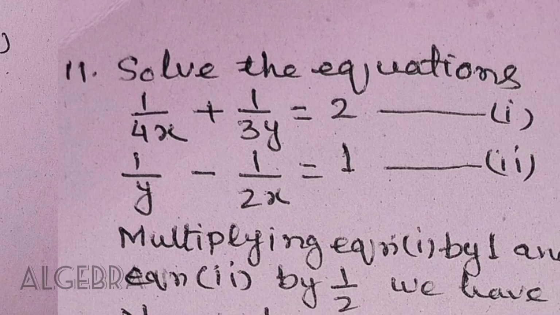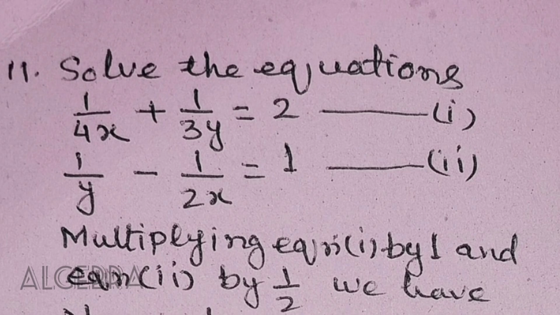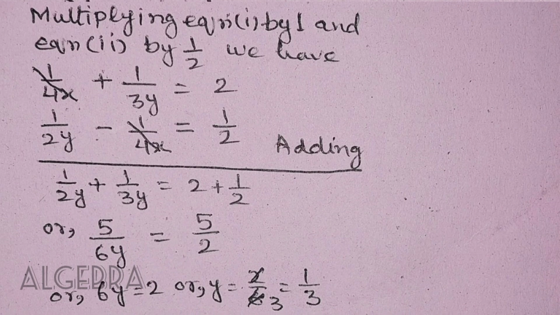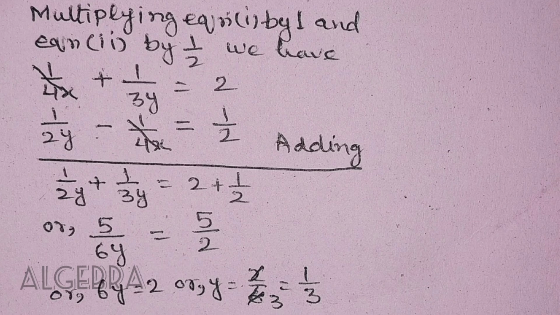Answer. 11. Solve the equations 1/(4x) + 1/(3y) = 2. Equation 1. 1/y - 1/(2x) = 1. Equation 2. Multiplying equation 1 by 1 and equation 2 by 1/2, we have 1/(4x) + 1/(3y) = 2, and 1/(2y) - 1/(4x) = 1/2. Adding, 1/(2y) + 1/(3y) = 2 + 1/2, or 5/(6y) = 5/2, or 6y = 2, or y = 2/6 = 1/3.